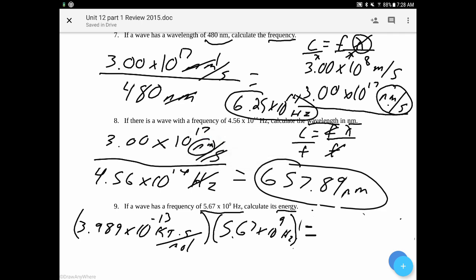Equals, and then we put that in our calculator. Sorry, gotta wait a second. Times 5.67 times 10 to the 9th, and that equals 0.00226. Seconds cancels out with hertz, so our units are going to be kilojoules per mole. And that is that.